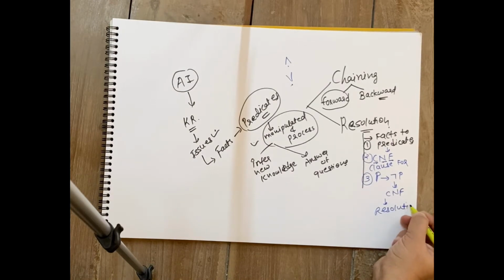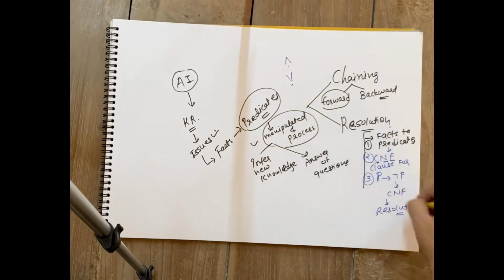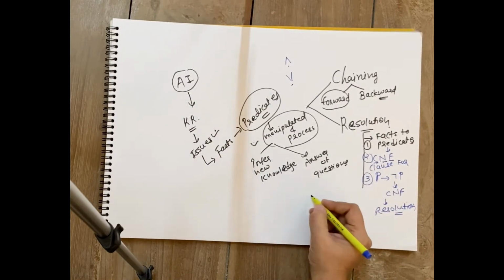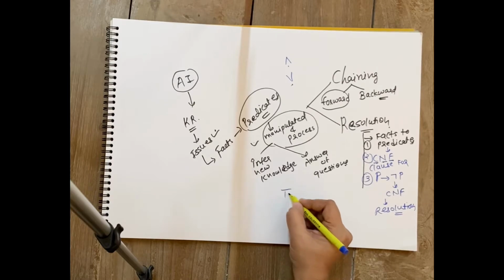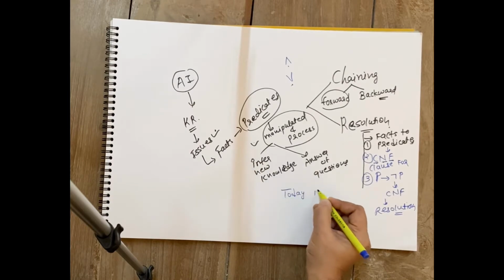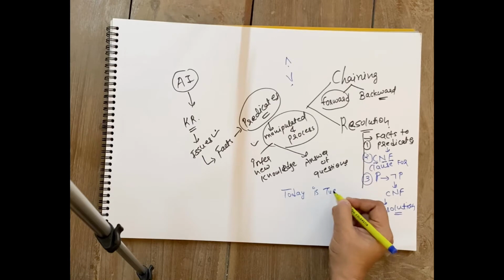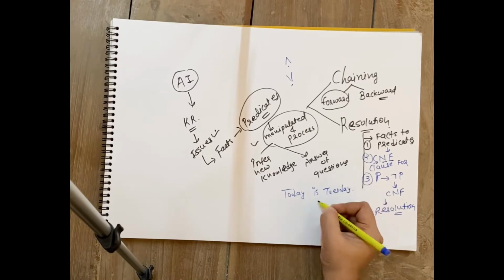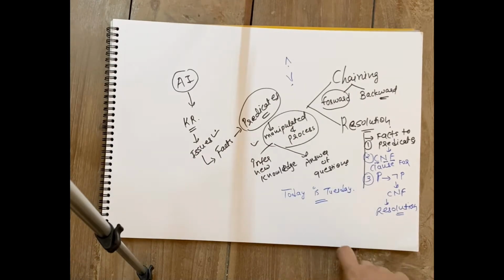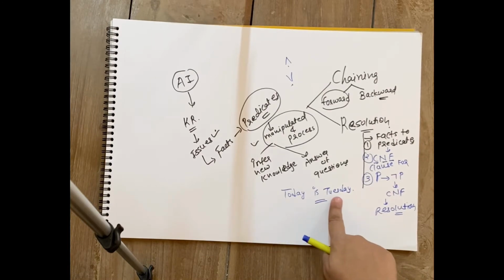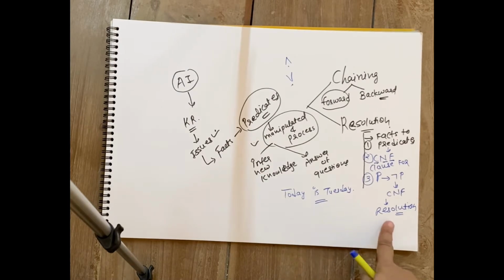Okay, so what is the resolution process? Don't worry, this will be very clear as we are again going to solve many examples for this. So what is basically resolution? Resolution is whenever you have to prove something. For example, if I tell you today is Tuesday, and if you have to prove it, suppose you apply backward chaining, what will you do? You will take this as goal and, using the supporting facts, you will try to prove it is true. Okay, so that is backward chaining. But what is resolution?